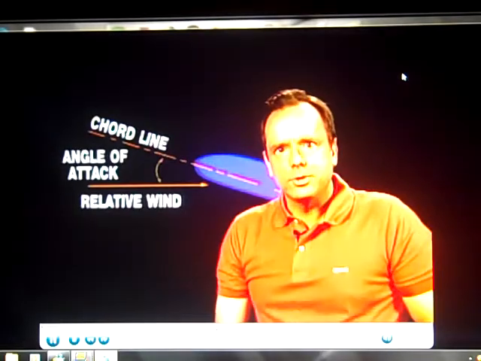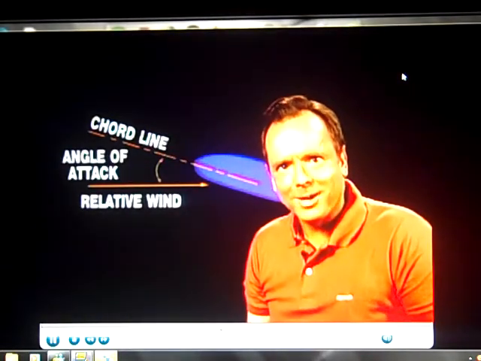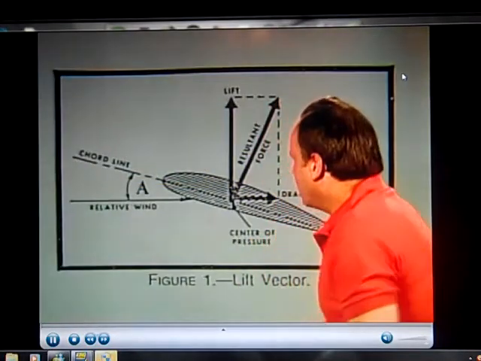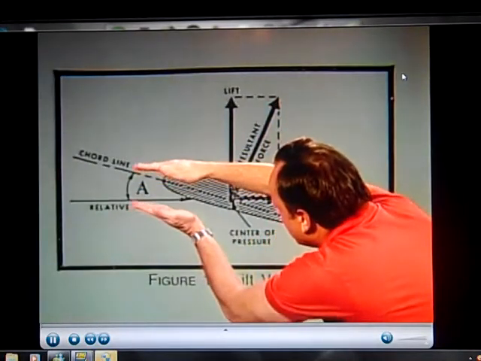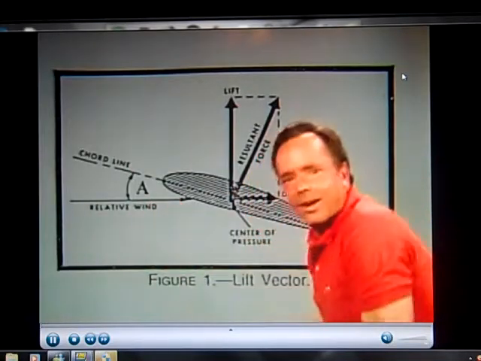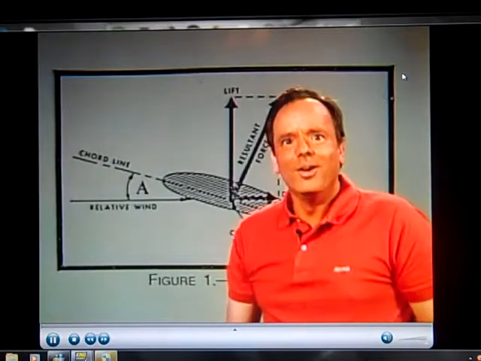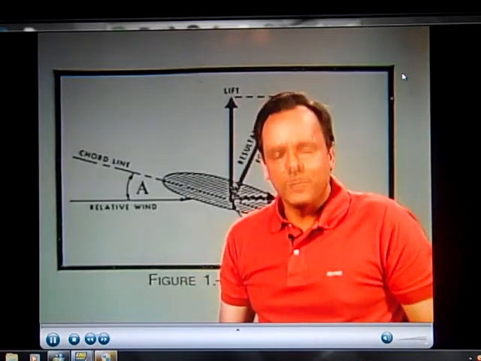Now, the FAA is going to ask you that terminology question, so let's you and I take a look at Figure 1, back in the back of the book, in the FAA pages back there. They're going to ask you, what is acute angle A here? Well, here we have the chord line of the wing, here we have the relative wind. That angle is called the angle of attack. So that's one of the things you need to know, is angle A is called the angle of attack.